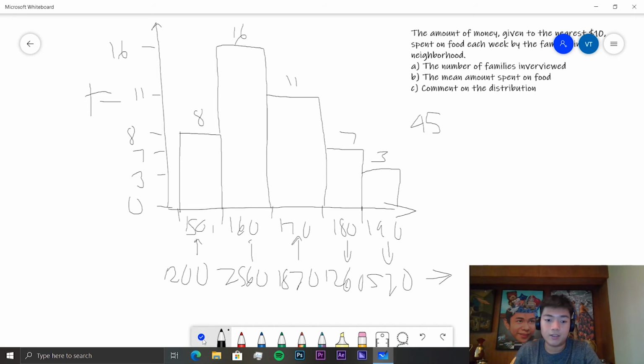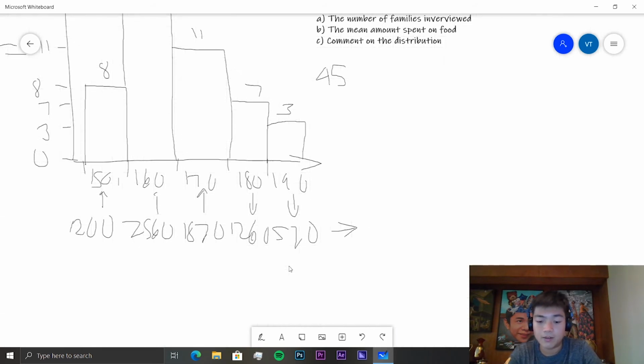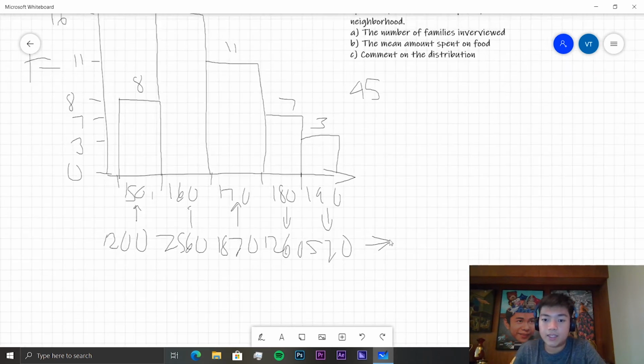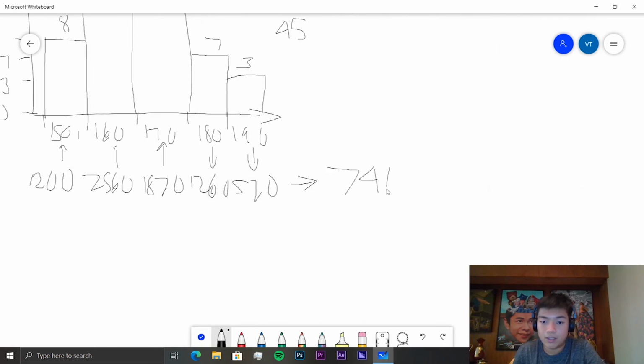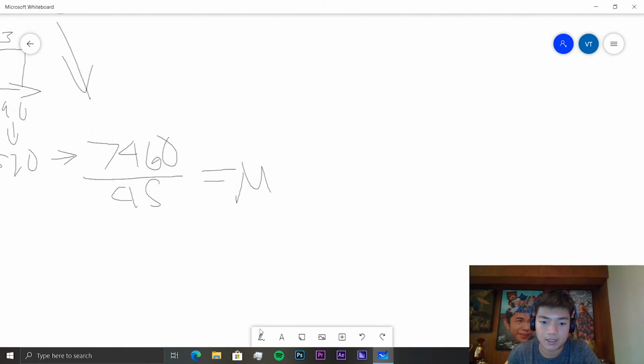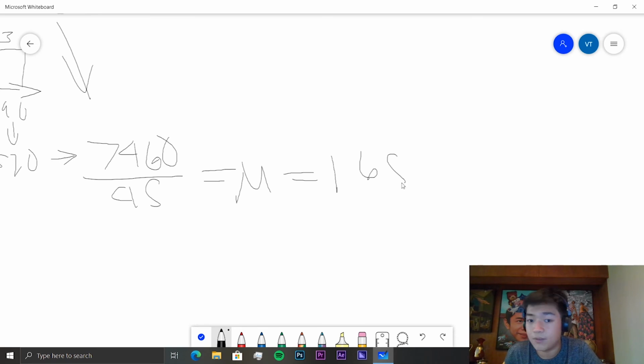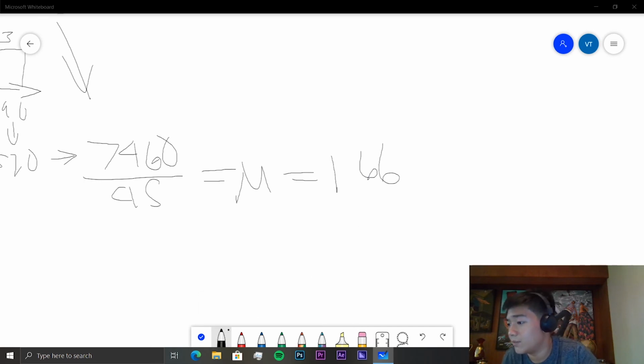So if we add up all these values, we get the total amount spent by these 45 families on food: 1,200 plus 2,560 plus 1,870 plus 1,260 plus 570. So we get that these families spent a total of $7,460 on food. If we divide this by the number of families, we get the mean, which in this case is the total population, so we use the mu. Divided by 45, this should be equal to 165 point something. Normally I just give it as $166. I think that is a close enough approximation.